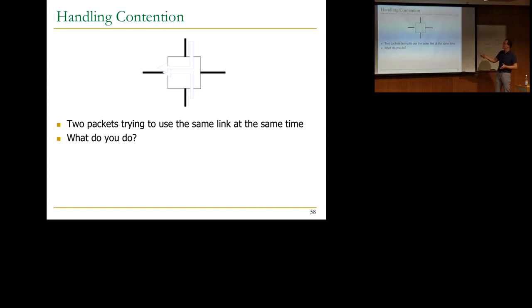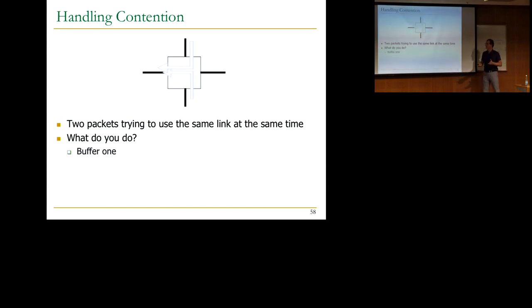Anyway, we're going to look at packets. If you have two packets and the router is dynamically trying to handle the contention, if the packets are requesting the same port, what do you do? This is actually very fundamental. You have multiple choices here. This packet wants to go this way. This packet wants to go the same way. How do you handle that contention?